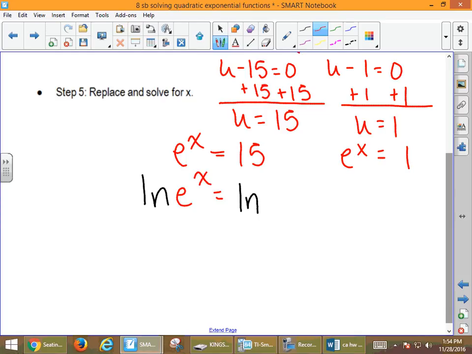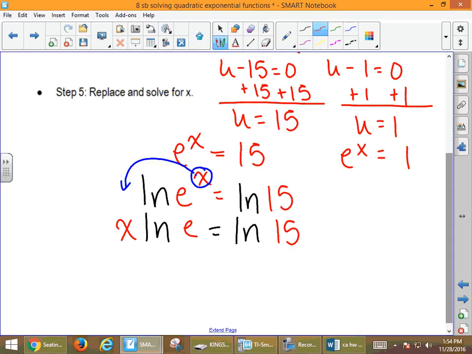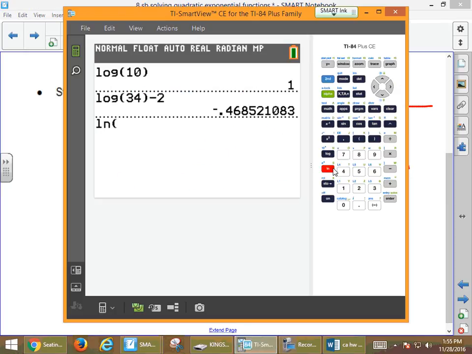But it's the natural log of e to the x equals the natural log of 15. And we're going to use our power rule, stating that we can take this value of x and write it out as a coefficient. So we have x natural log of e equals natural log of 15. And do you remember what natural log of e equals? It does equal 1, and if you can't remember, you can type it in. Natural log of e does equal 1.